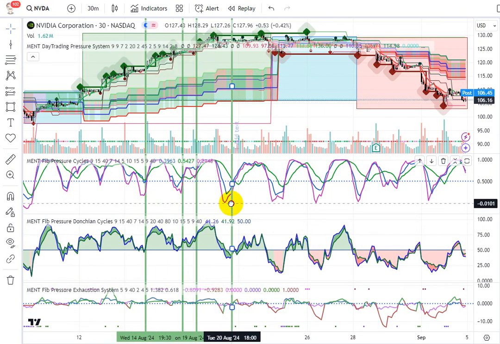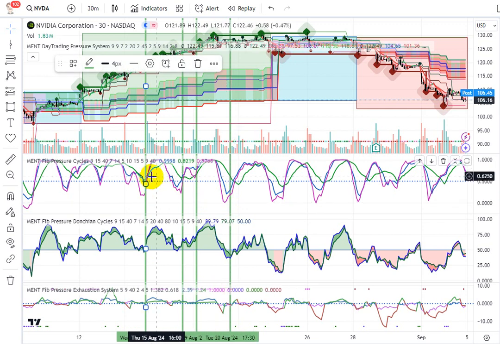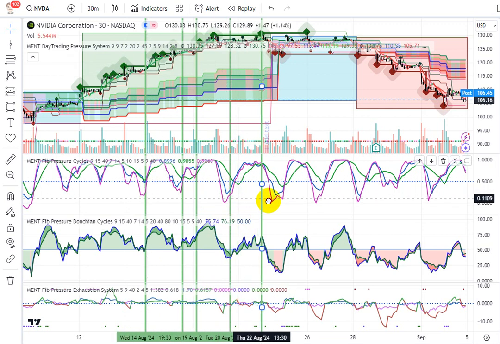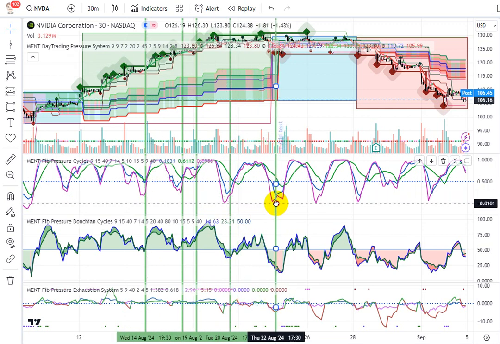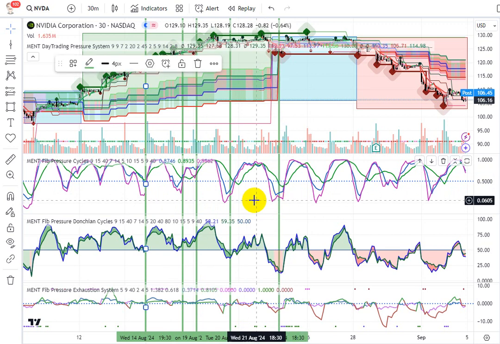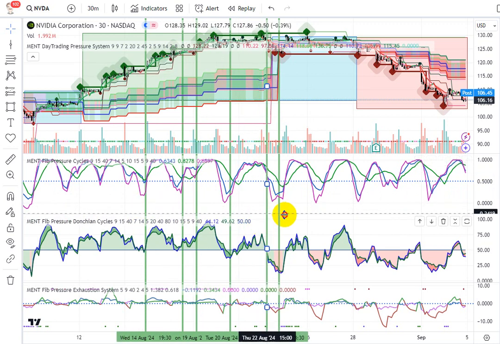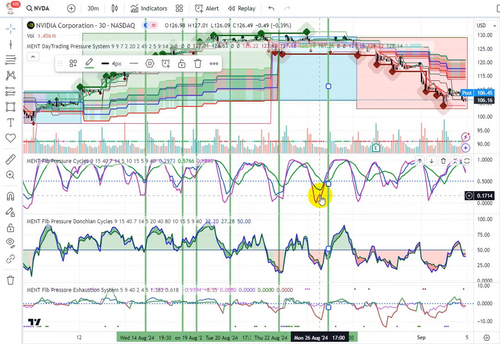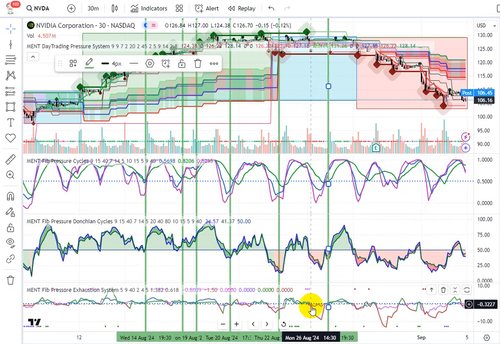Cycle bottom right here. Cycle bottom. Really need to wait this one out. So right about there, cycle bottom. Now I'm just looking. What am I looking for? I'm looking for a hook upward. I'm looking for some sort of confirmed hook upward.